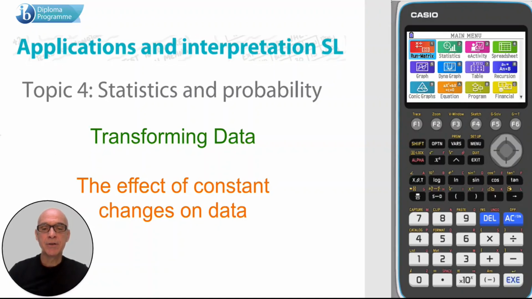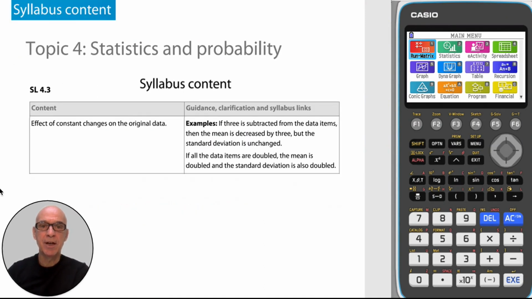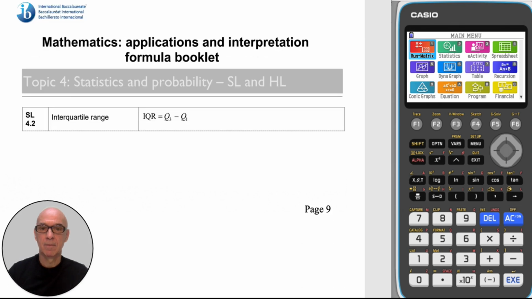Hello, this video is on transforming data, which is the effect of constant changes on data, as shown here in the syllabus. The formula for the interquartile range is given on page 9 of your formula booklet.